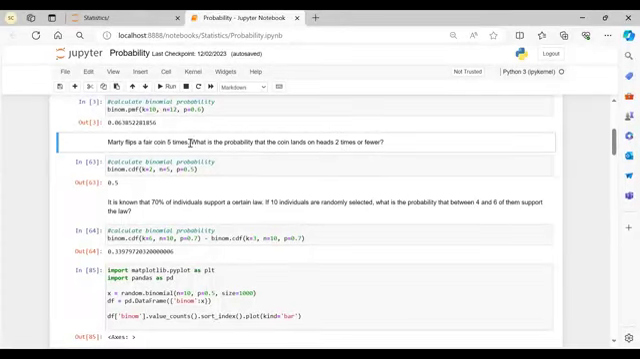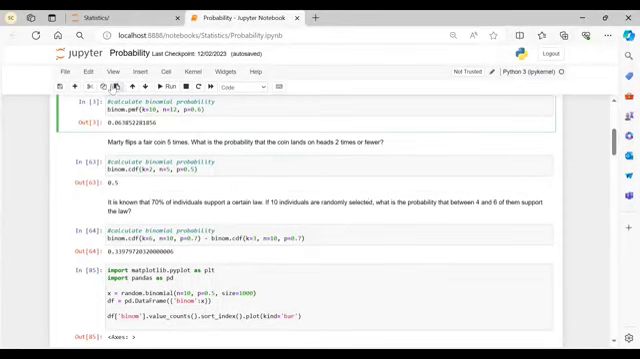Here, the number of trials is given as 5 times, but probability is not given. But it says that it's a fair coin. Fair coin means it has a 50% chance of getting heads and 50% chance of getting tails. So here the P would be 0.5. If you run this, it is giving me the cumulative sum.